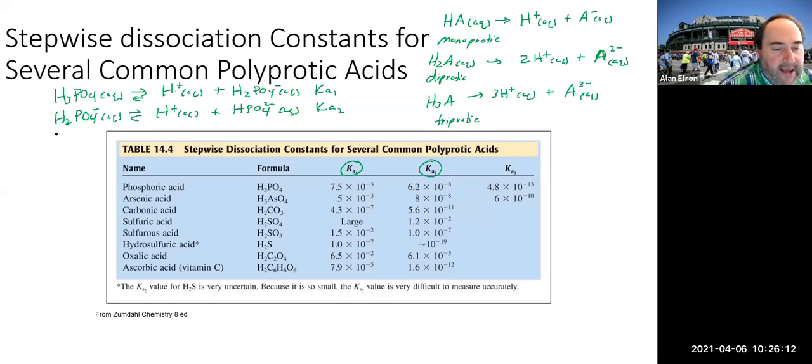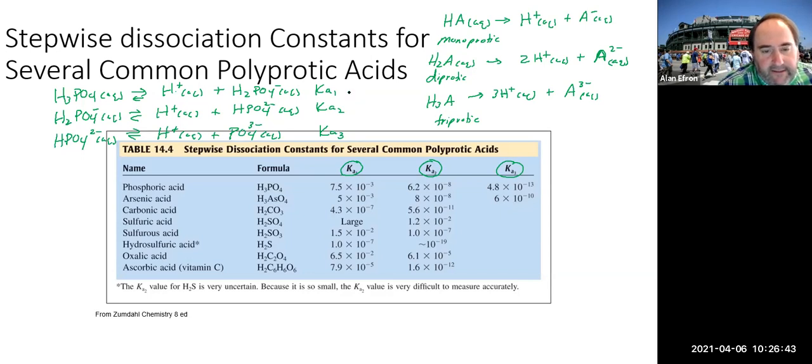And lastly, what would happen is this guy here would then drop off that third H plus, making it PO4 3 minus. And that also would have a Ka3 value associated with it. So these come off again, basically one at a time. They have a Ka value associated with each of these sort of steps.